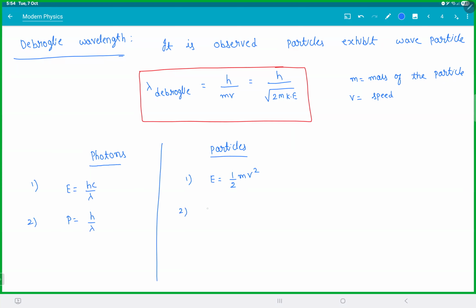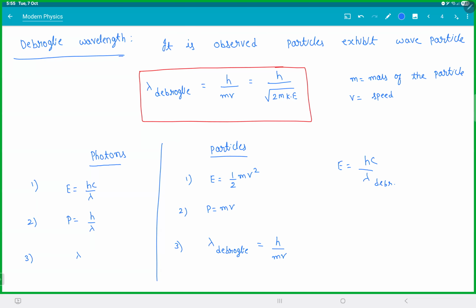For particles, momentum is given by m into v. Here the wavelength is lambda. This is your equivalent wavelength, or you can say pseudo wavelength, just like a pseudo force, which is h by mv. So if someone asks you what is the energy of the particle, don't write this nonsense, hc by lambda de Broglie.